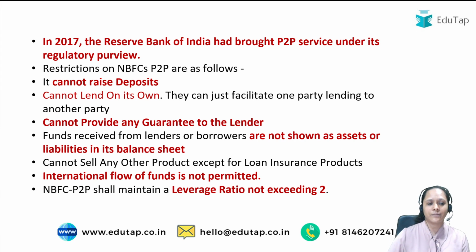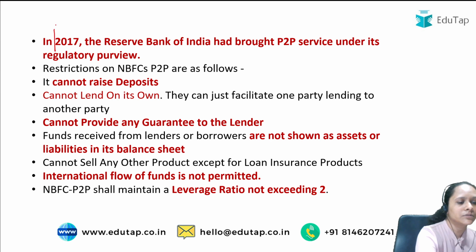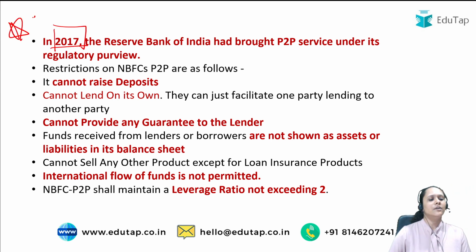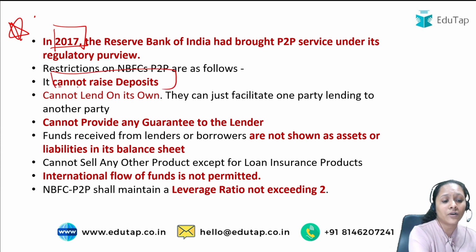It says that RBI took the purview of regulating P2P in the year 2017. Please remember the dates. They can be asked in the question. The biggest restrictions on P2P are they cannot raise deposits. They cannot lend on their own. ठीक है?